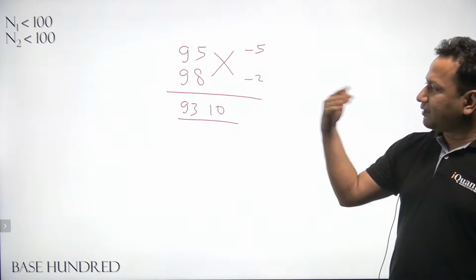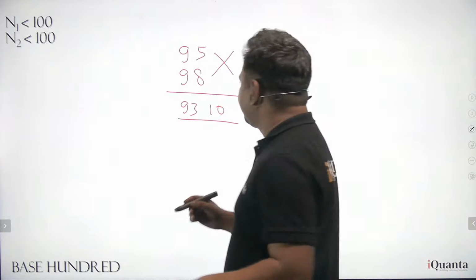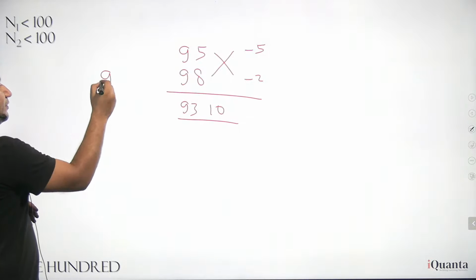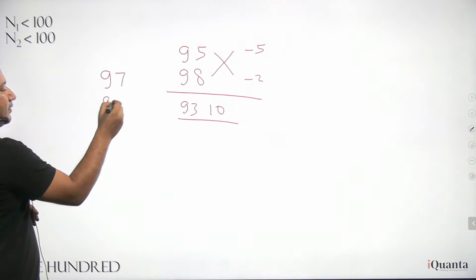It's very easy. Now I'll just give you a problem and you will try to tell me the answer of it. What if I want to multiply 97 and 99?